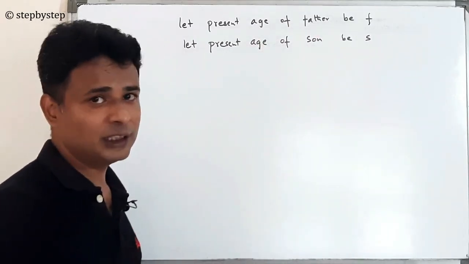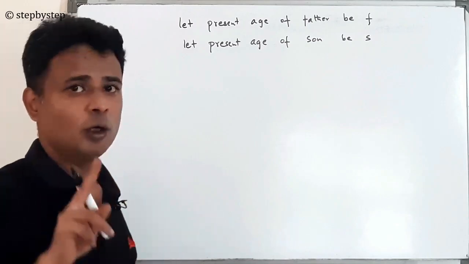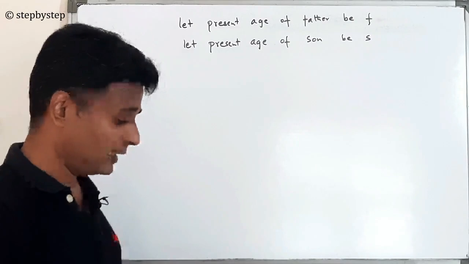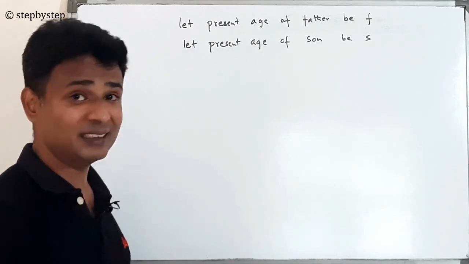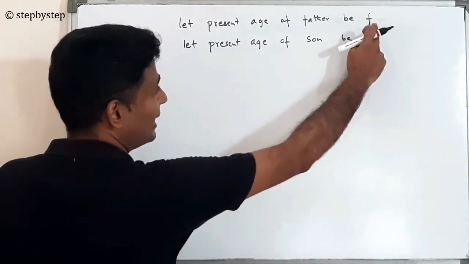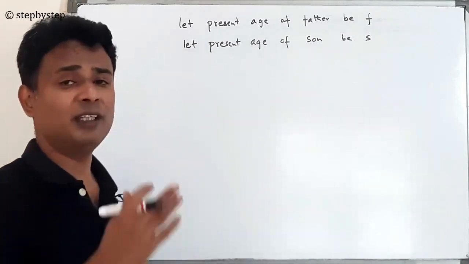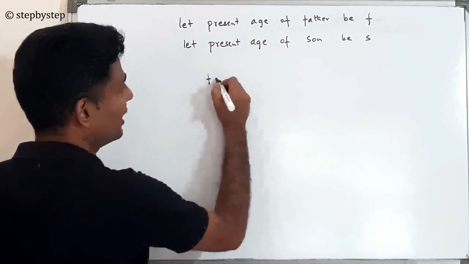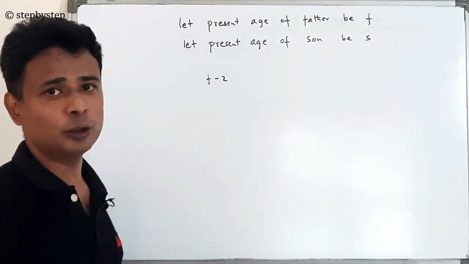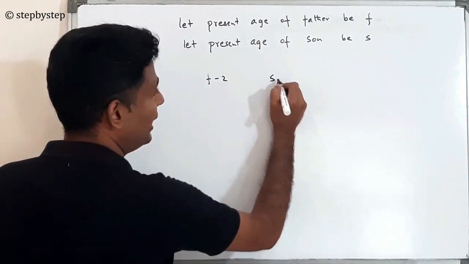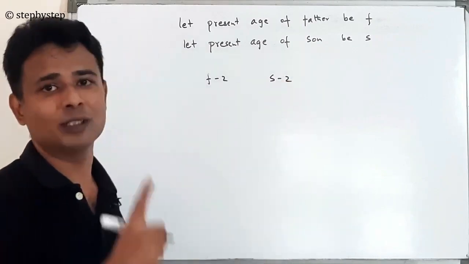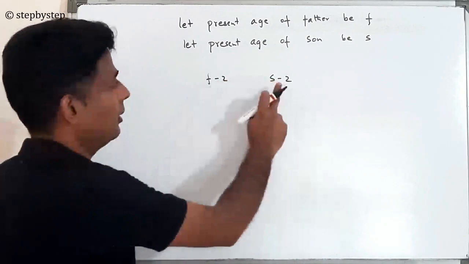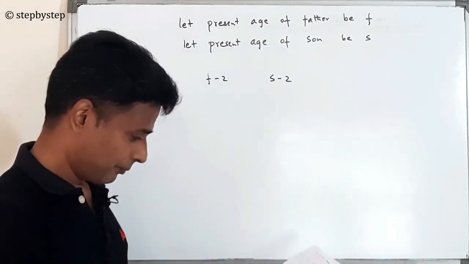Now again, two situations or two conditions they'll give you to form two equations. 2 years ago, father was 5 times as old as his son. Now their present age is f and s. What would have their age been 2 years ago? You have to be careful. So 2 years ago, father's age would be f minus 2 and son's age would be s minus 2. This is what you have to remember. Now 2 years ago, father's age is this, son's age is this.